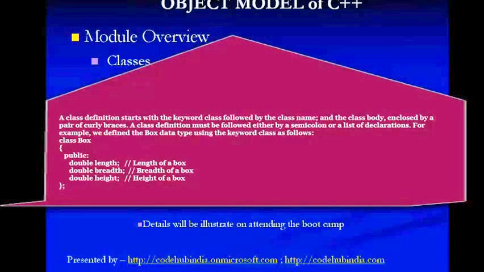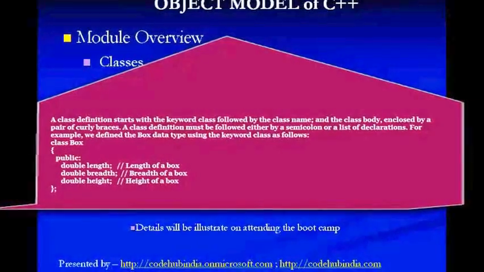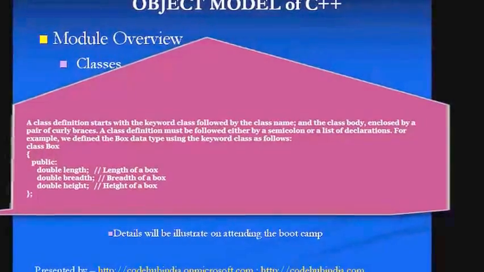For example, we define the Box data type using the keyword class as follows. class Box { public: double length; // length of a box double breadth; // breadth of a box double height; // height of a box }; The keyword public determines the access attributes of the members of the class that follow it. A public member can be accessed from outside the class anywhere within the scope of the class object. You can also specify the members of a class as private or protected, which we will discuss in a subsection.